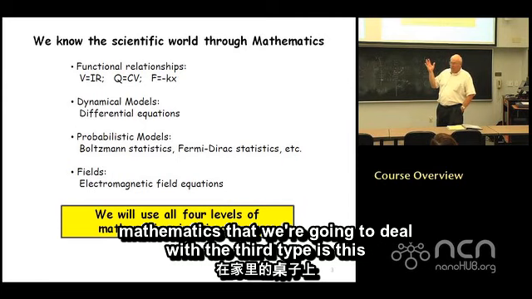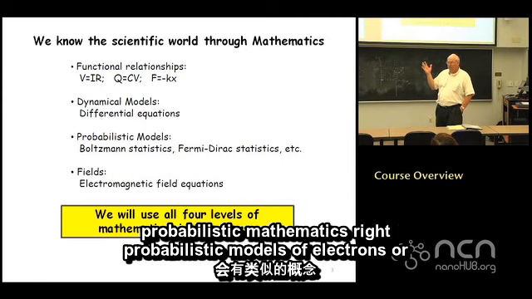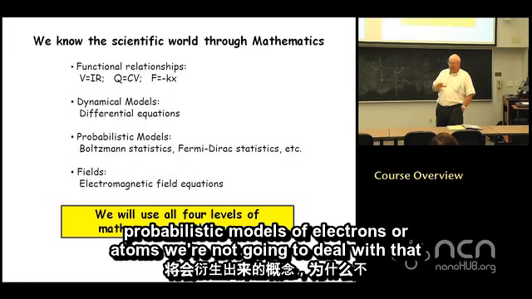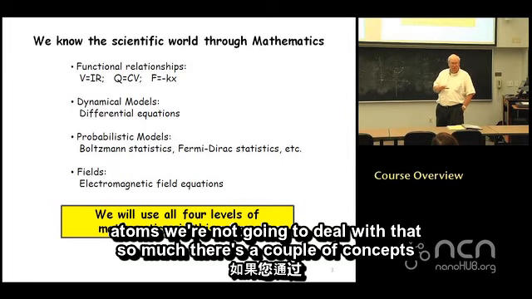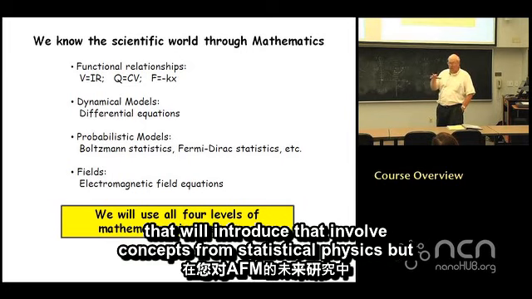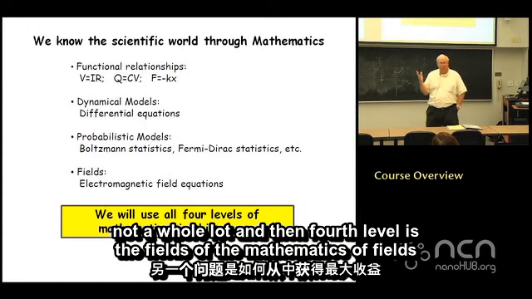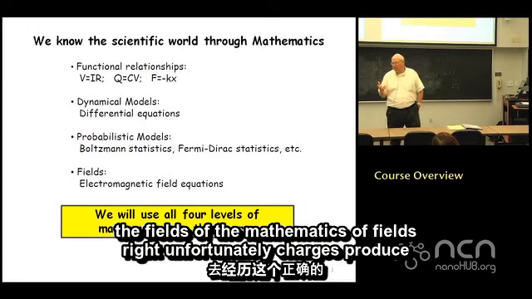The third type is probabilistic mathematics, probabilistic models of electrons or atoms. We're not going to deal with that so much. There are a couple of concepts that we'll introduce that involve concepts from statistical physics, but not a whole lot. And then the fourth level is the mathematics of fields.